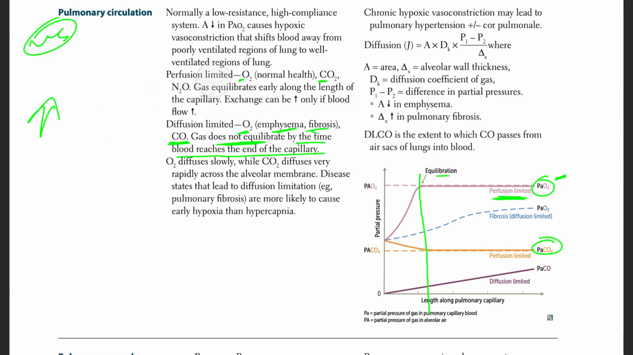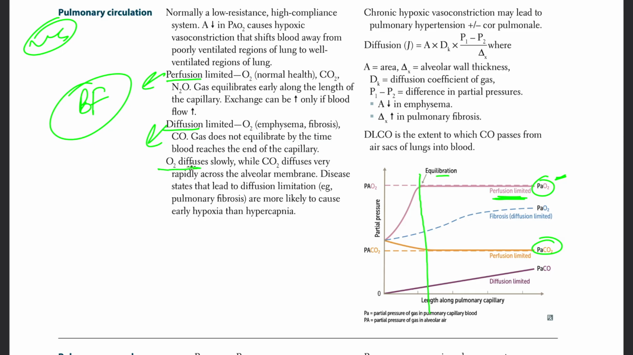Again, look at the names: perfusion limited, diffusion limited. In perfusion limited, you need more blood flow to increase exchange. Diffusion limited, you would need what? The gas does not equilibrate, right? So let's actually read the diffusion limited section before I say these things, otherwise you will not understand. Let's read the whole thing.